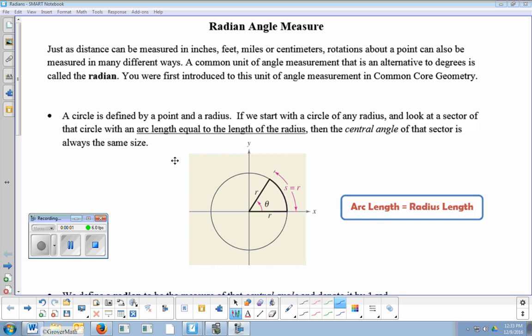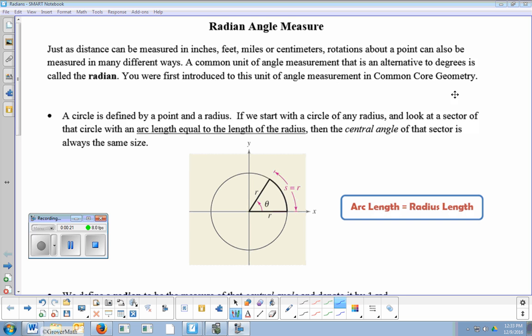Algebra 2, Common Core, Radian Angle Measure. So I'm going to read this little paragraph to you: just as distance can be measured in inches, feet, miles, or centimeters, rotations about a point can also be measured in many different ways. A common unit of angle measurement that is an alternative to degrees is called the radian.